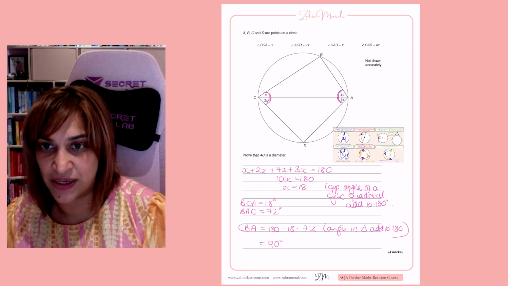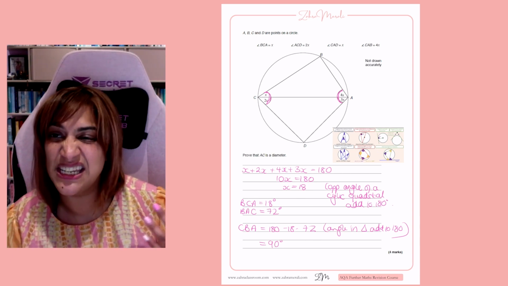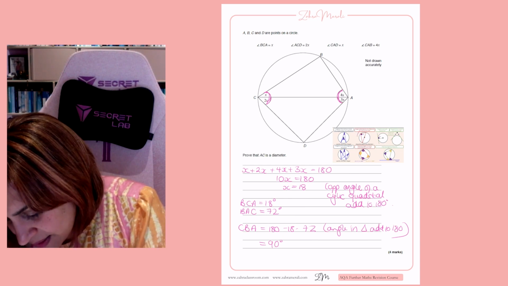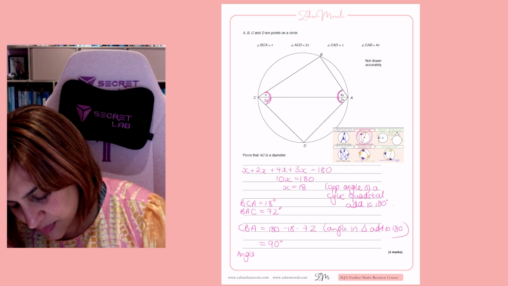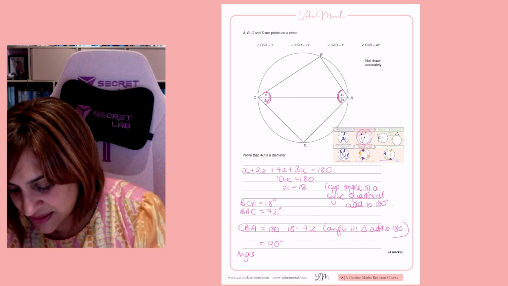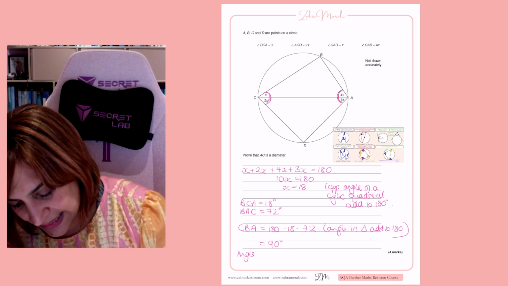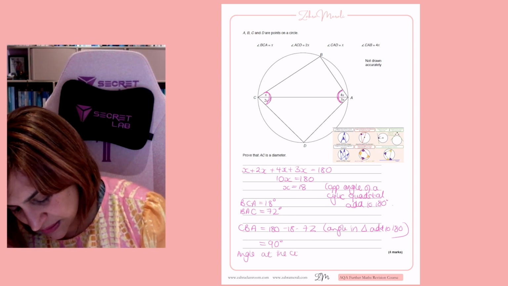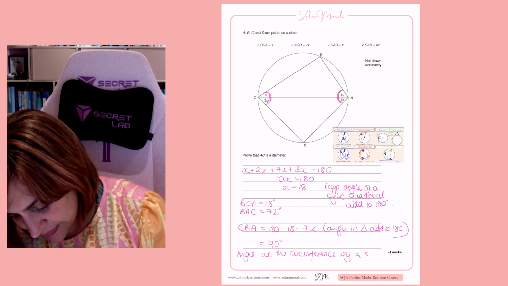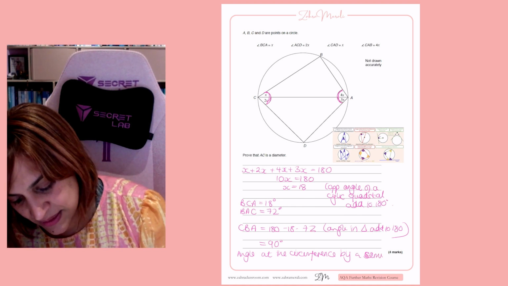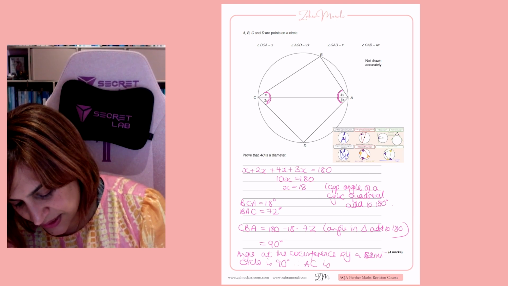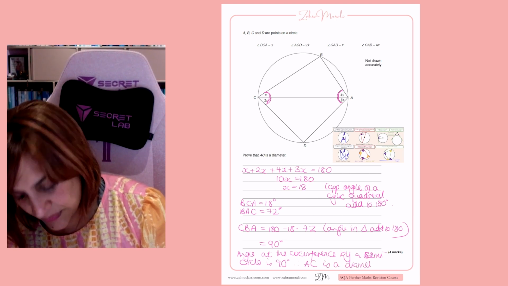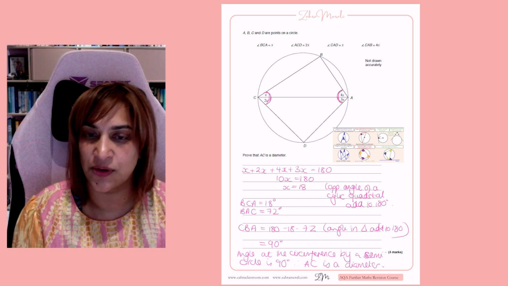And then we have to write a final sentence. So we say an angle subtended, that's a fancy word, but essentially the angle at the circumference by a semicircle is 90 degrees, therefore AC is a diameter. And that would be sufficient for you to get all the marks.